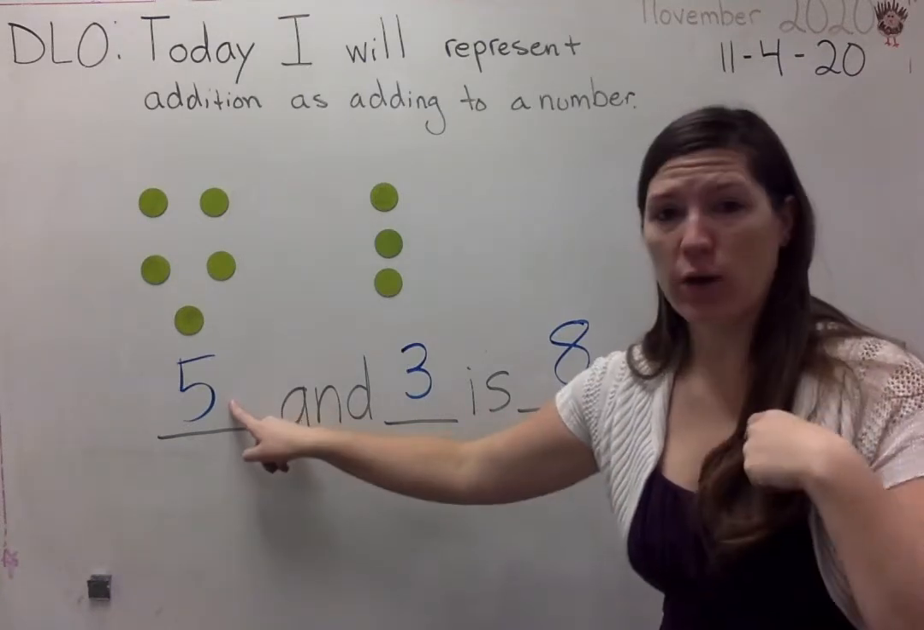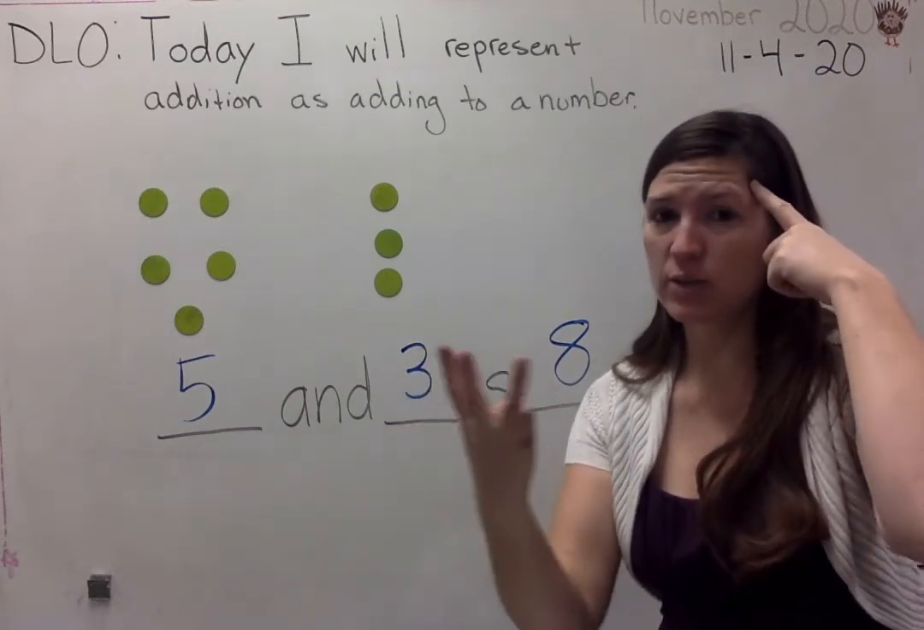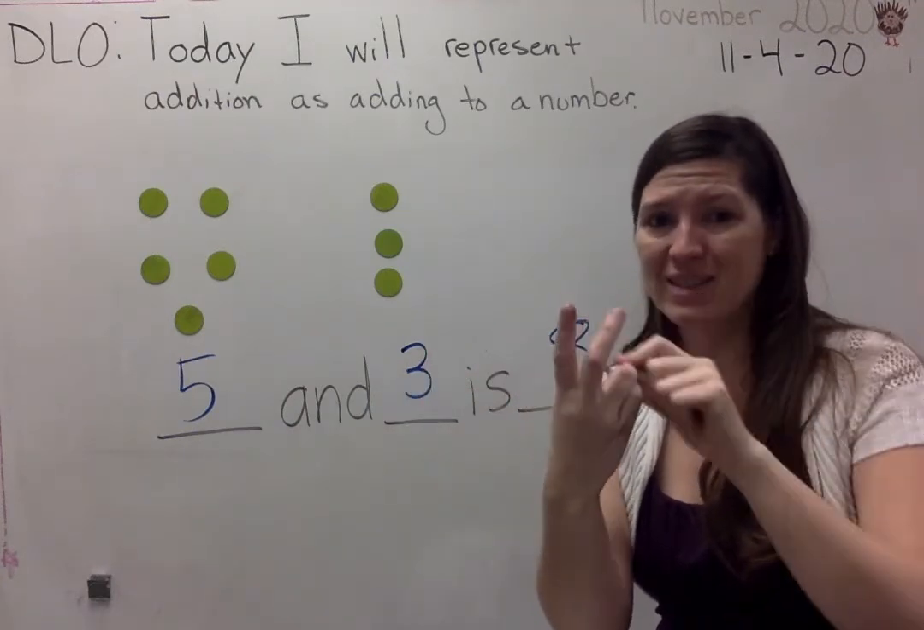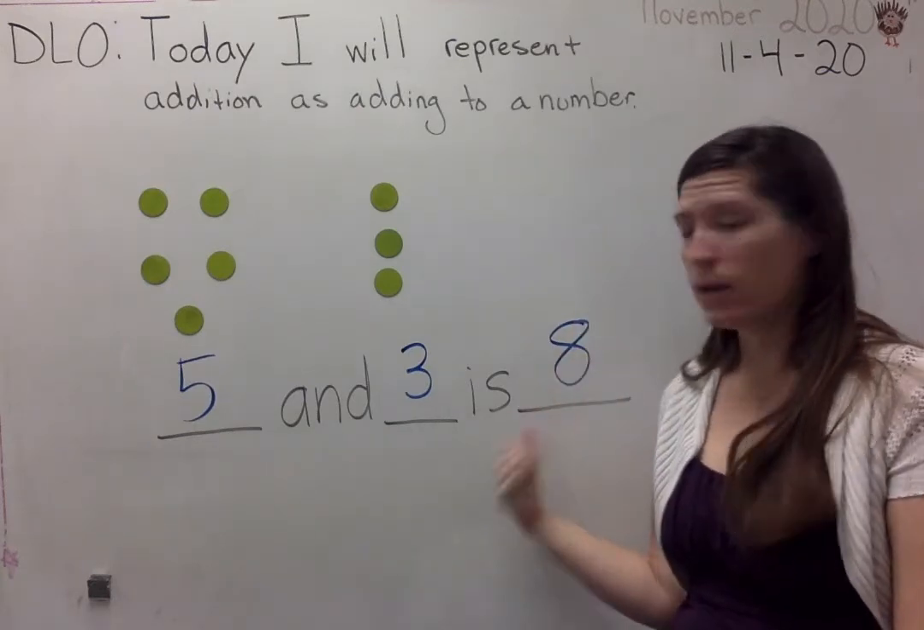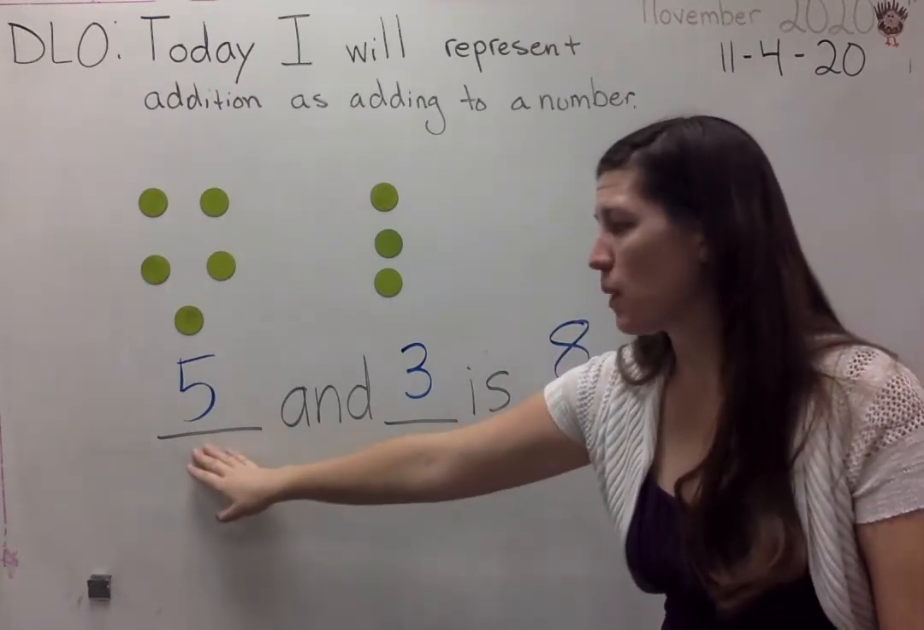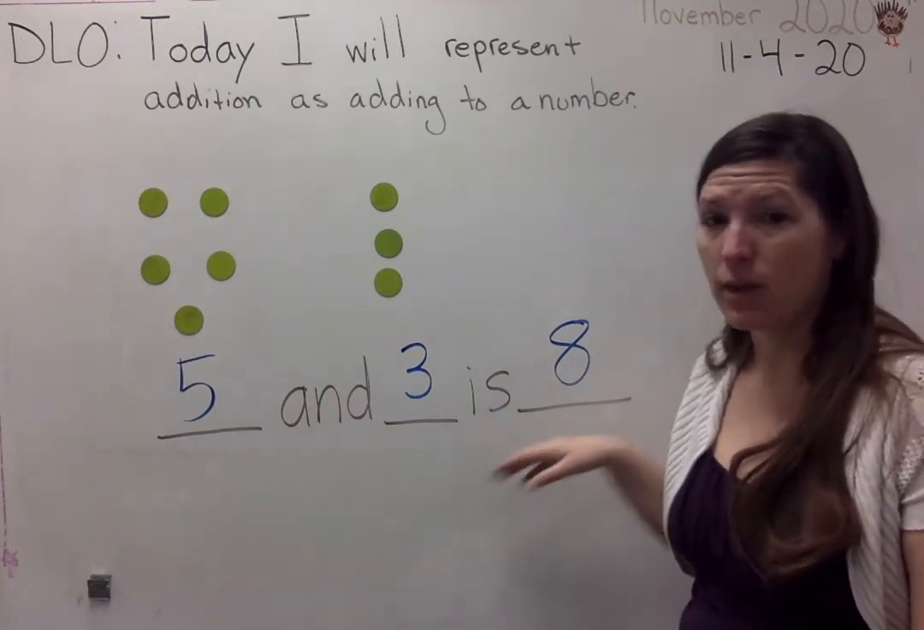So the greater number in your head, 5. The smaller number in your hand, 3. Let's count up. 5, 6, 7, 8. That's the sum we got. Now let's read our sentence. 5 and 3 is 8. Let's do another one.